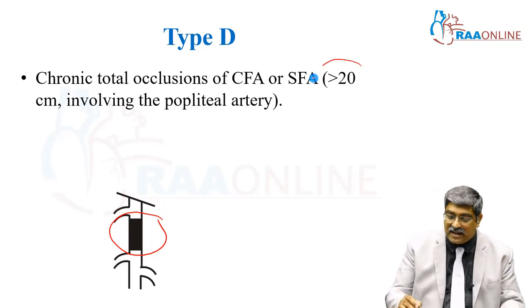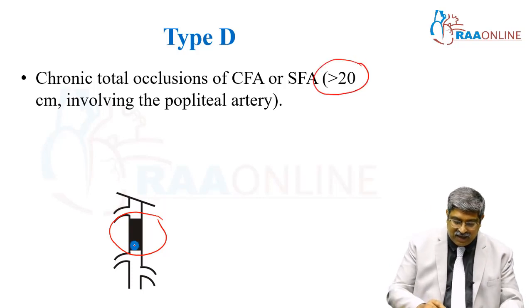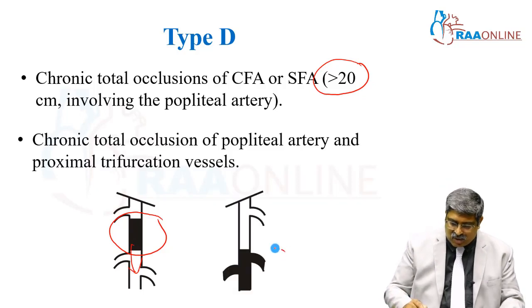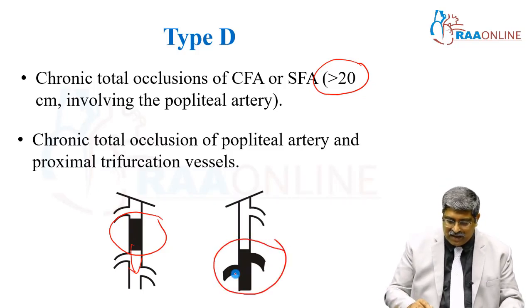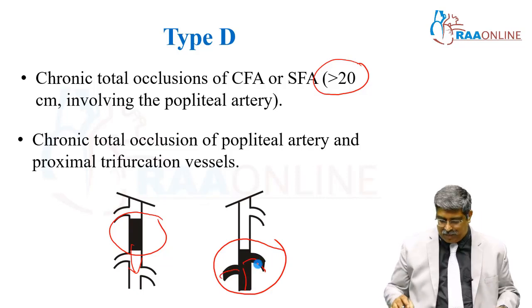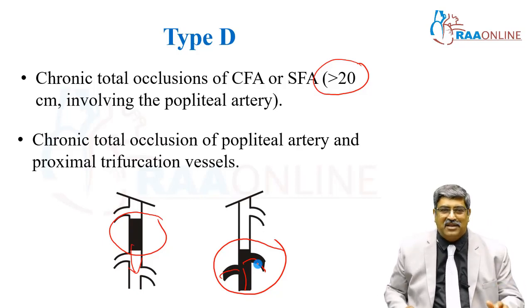Coming to Type D, here there is chronic total occlusion of common femoral or superficial femoral artery which is greater than 20 centimeter, and it can involve the popliteal artery, or it is a total occlusion of the popliteal artery and the proximal trifurcation vessels. This is Type D. Why do you have to know about these various types of peripheral vascular disease?